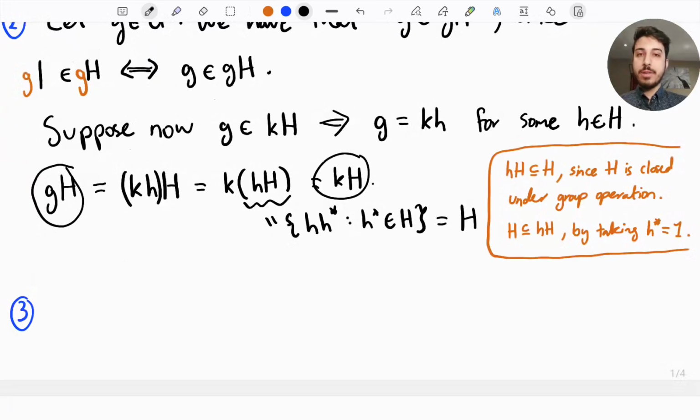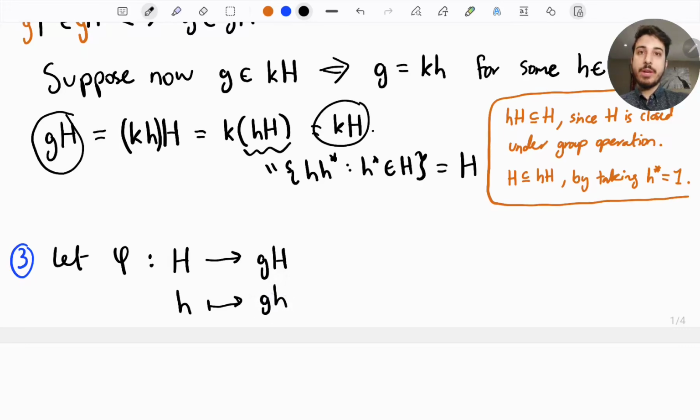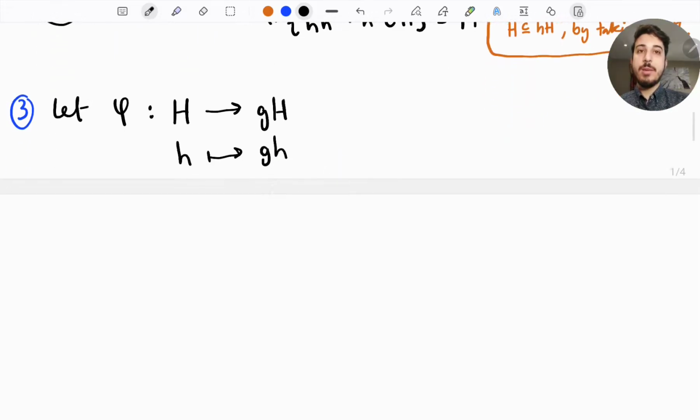The proof of the third part of the proposition will also be done directly. We will find this bijection between H and GH. So let the map phi take an element from H, giving back an element in GH. The most natural bijection that we can find is just multiplying G by the element H. We will prove now that this is indeed a bijection. A bijection is a map that is well-defined, injective, and surjective.